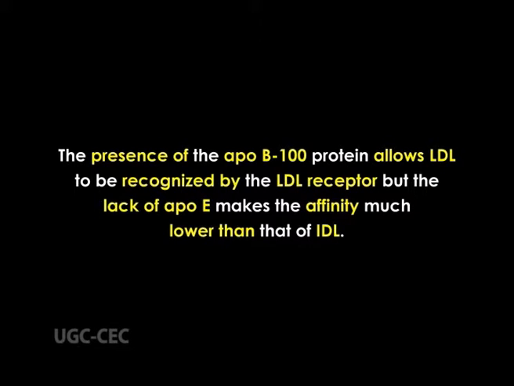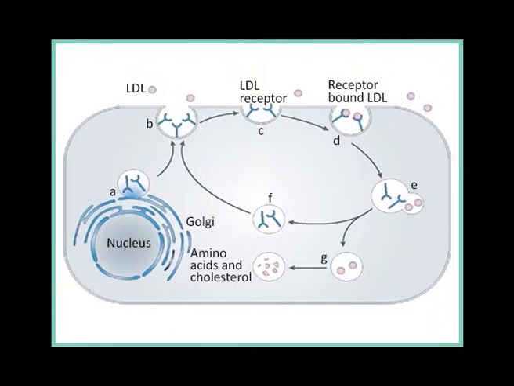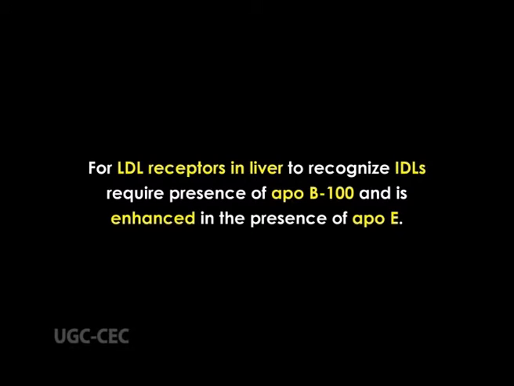The presence of the ApoB100 protein allows LDL to be recognized by the LDL receptors, but the lack of ApoE makes the affinity much lower than that of IDL. The liver takes up IDLs after they have interacted with the LDL receptor to form a complex which is endocytosed by the cell. For LDL receptors in the liver to recognize IDLs requires the presence of ApoB100 and is enhanced in the presence of ApoE.